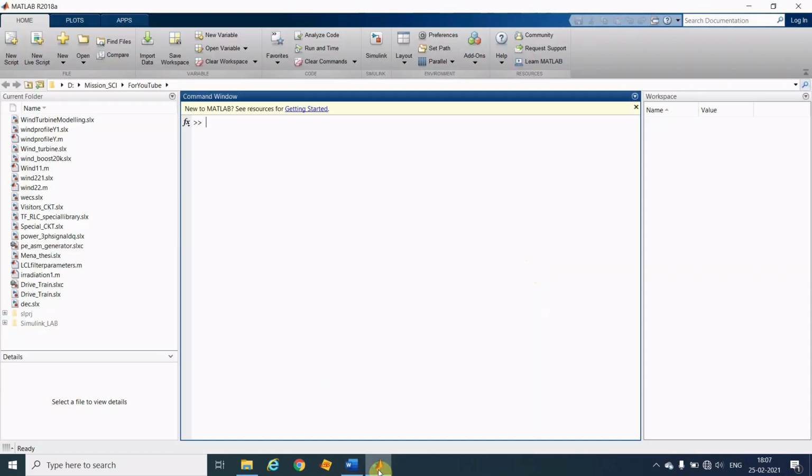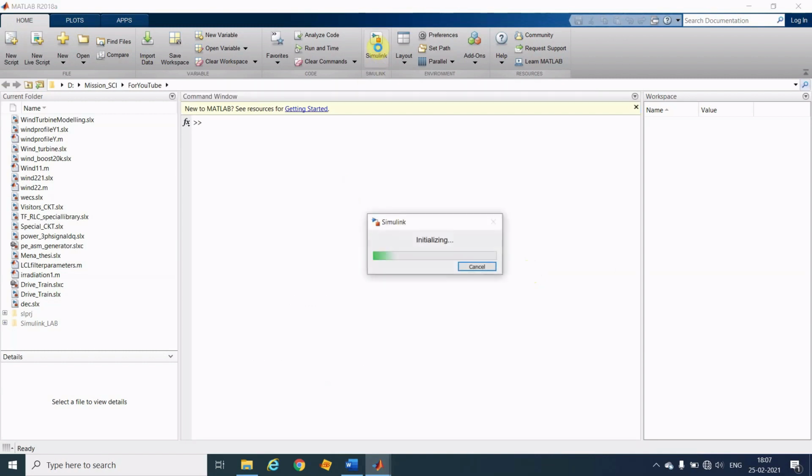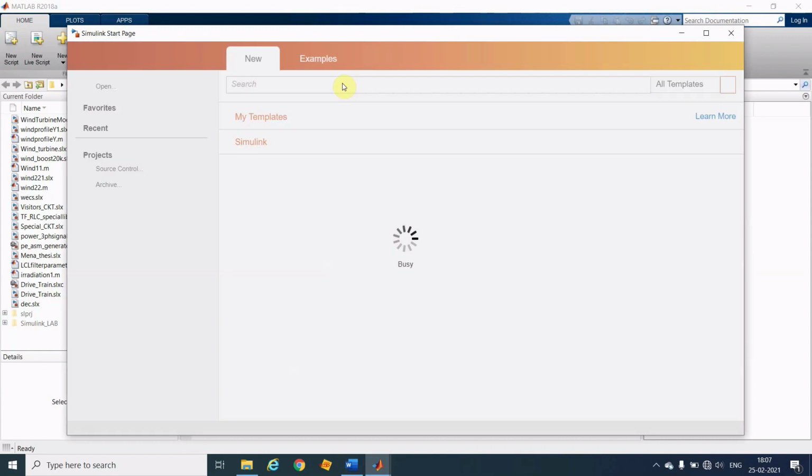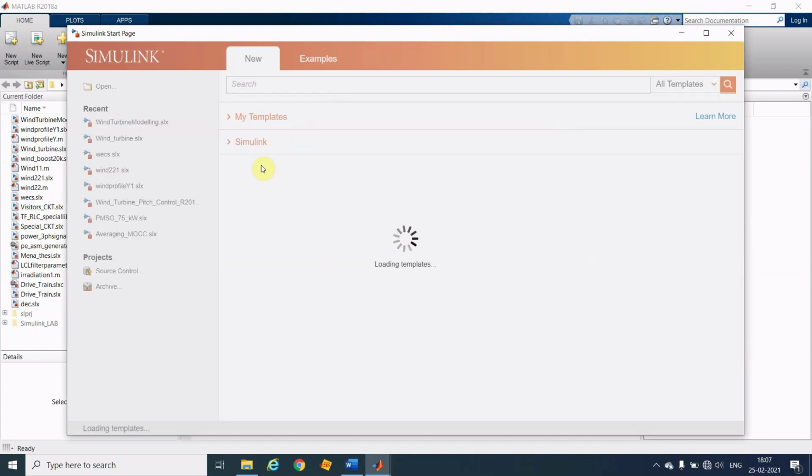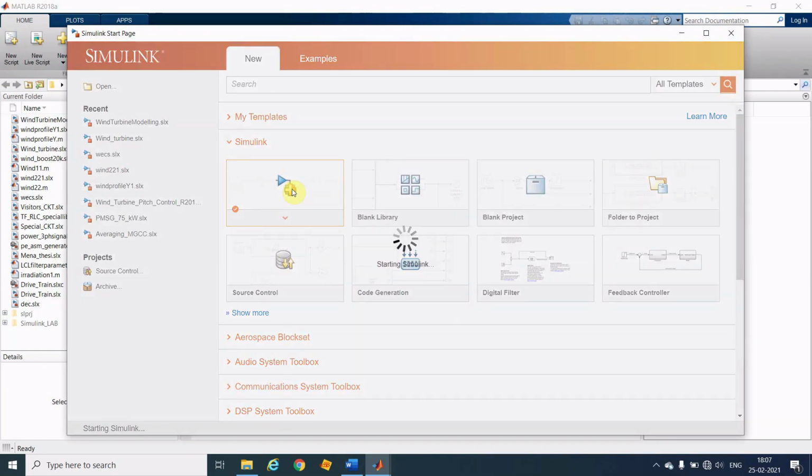So first I will open my MATLAB and there I will click Simulink, and I will open a new Simulink window.